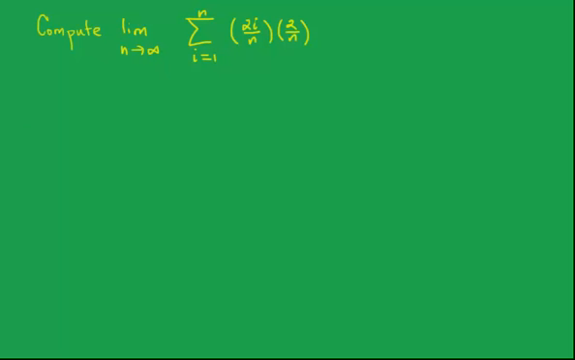The first step is to express this summation in closed form. So in closed form, what does that mean? Just in terms of n. No sigma, no counter, no i. So let's go ahead and do it here.